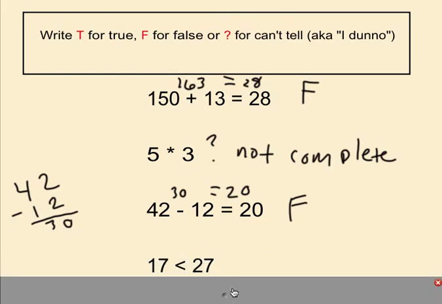How about 17? Oh, there's that symbol. It's eating the bigger number. So is 17 less than 27? You betcha it is. That's true. When you see the greater than or less than sign, think of that as like the division between this side and this side, okay?